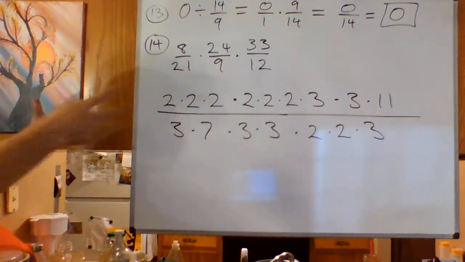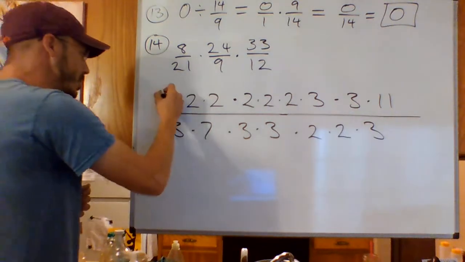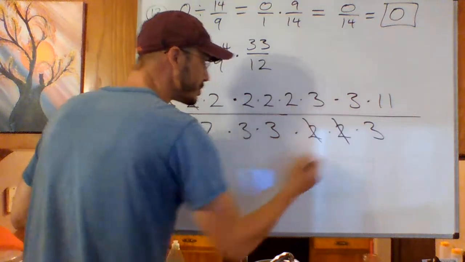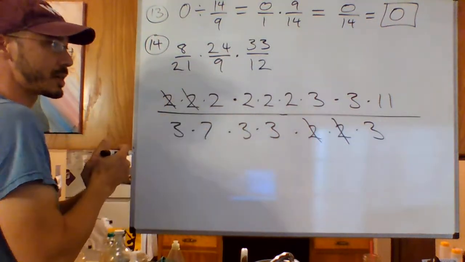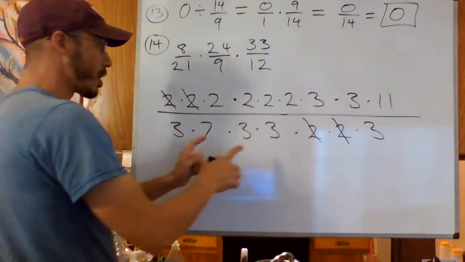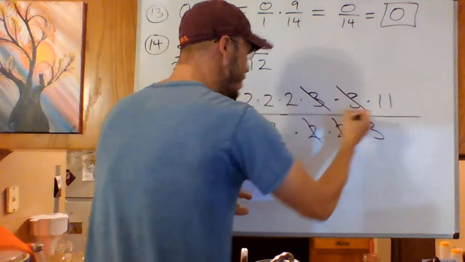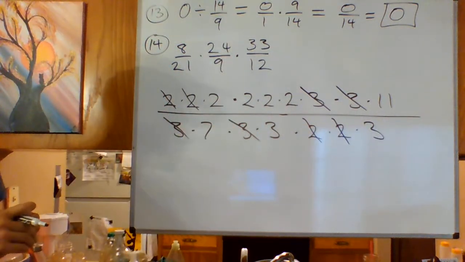Now I'm going to go through all these factors and cancel as many as I can. For example, there's a 2 up here and there's a 2 down here. Well, there's another 2 and another 2. That's all the 2's downstairs, so these other 2's aren't going to cancel. But there are some 3's. There's a 3, and there's a 3, and there's a 3, and there's a 3, and that's it.